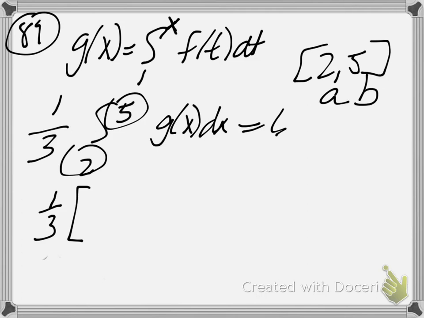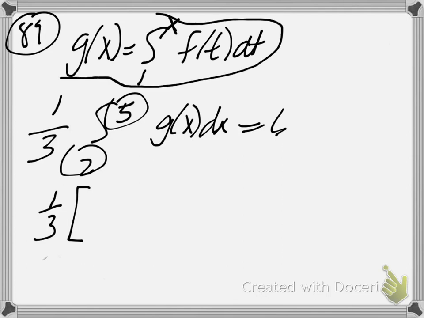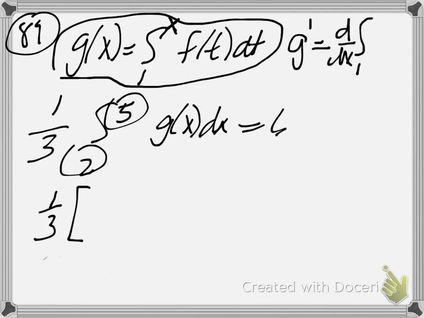Okay, and this is where the second fundamental theorem of calculus is going to come into play. So we know that g of x equals this thing up here. What does g prime equal? So g prime equals the derivative of the right side. And now this is the second fundamental theorem of calculus. I'm running out of room here. So we know that g prime equals f of x.